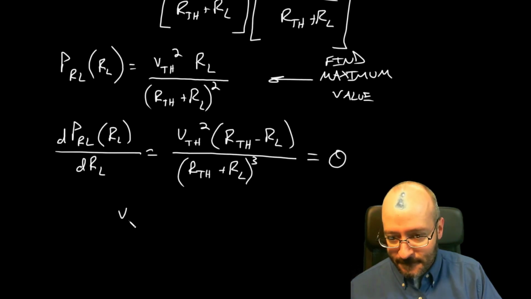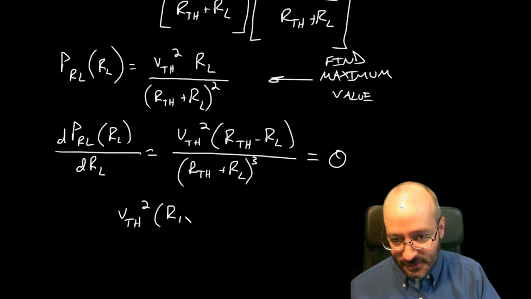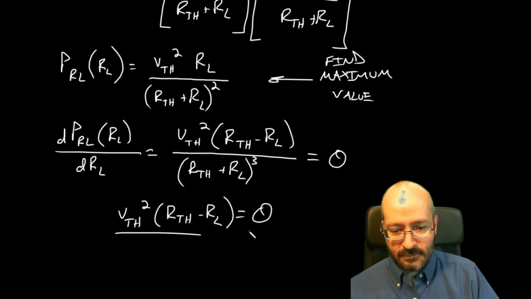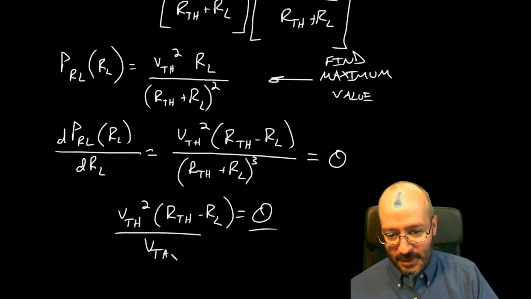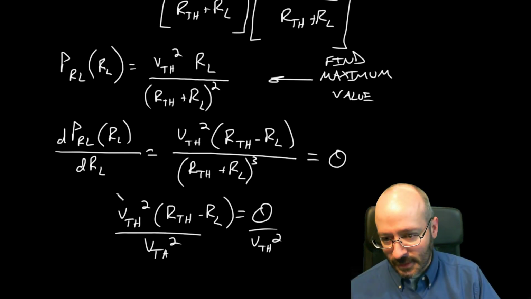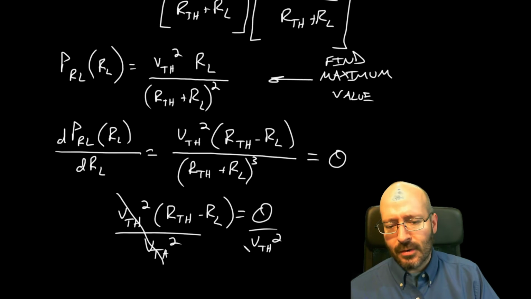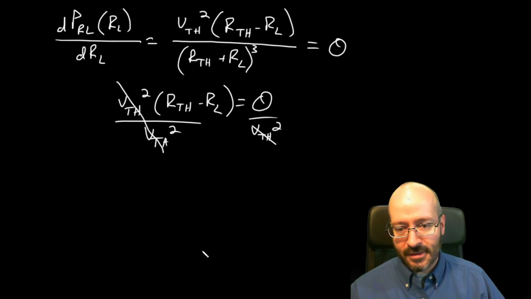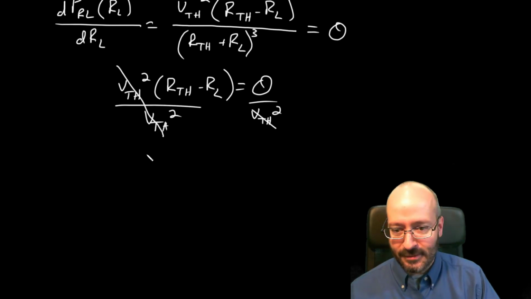V Thevenin, okay, times R Thevenin minus RL equals 0. So that's getting simpler. We can get a little simpler by dividing both sides by V Thevenin squared, which is really just going to be a constant. So that drops out. 0 over V Thevenin, it might as well not be there. And we end up with the much simpler form of R Thevenin minus RL equals 0.